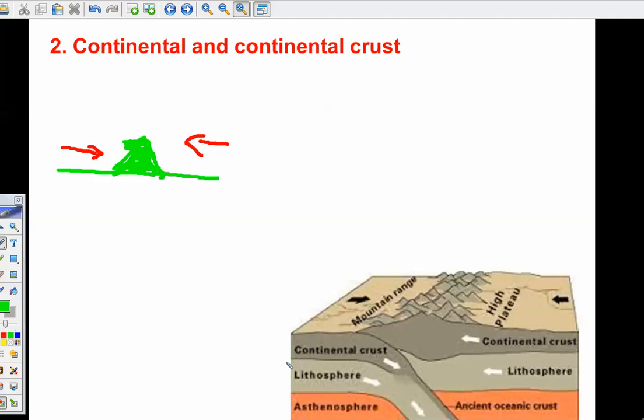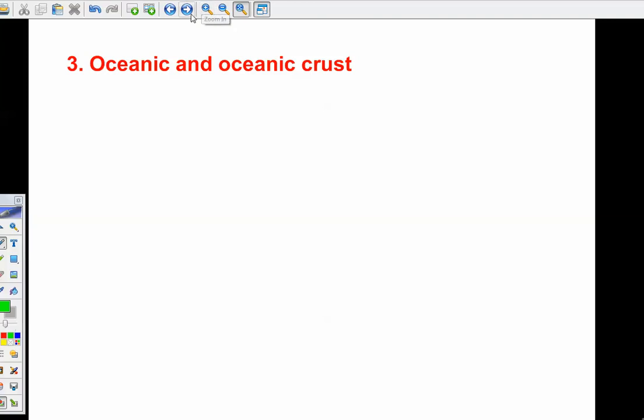And if you look at the picture down here below, you see two types of crust pushing, and they end up pushing up and a mountain range forms. So that's what takes place at a convergent boundary when you have two continental plates. And then our third scenario at a convergent boundary is when we have two oceanic crusts. So we're going to draw two lines, and it is still convergent, so they're coming towards each other.